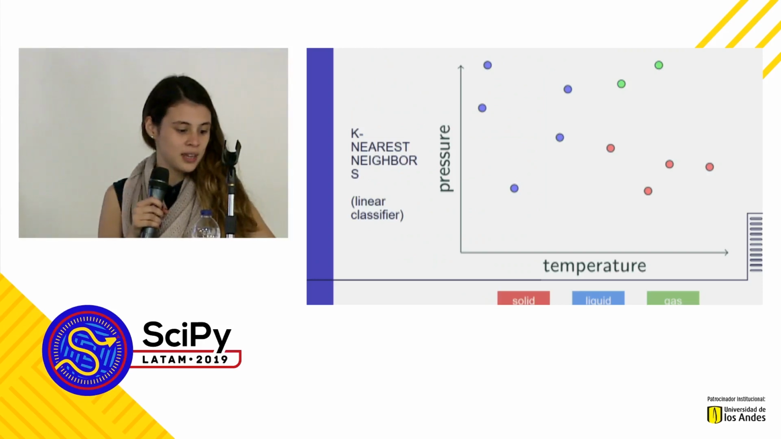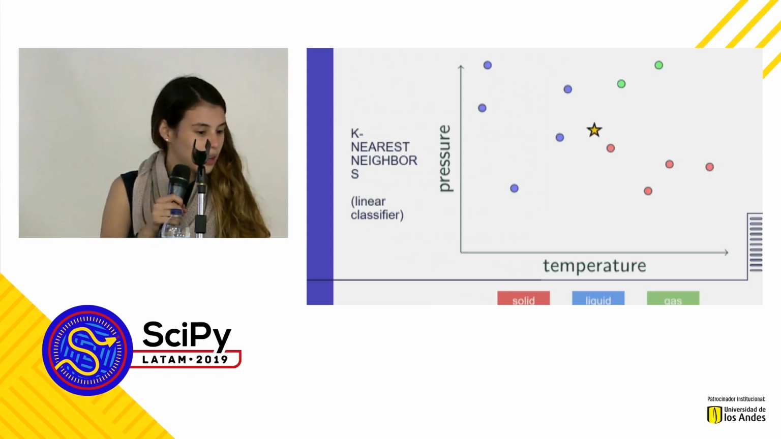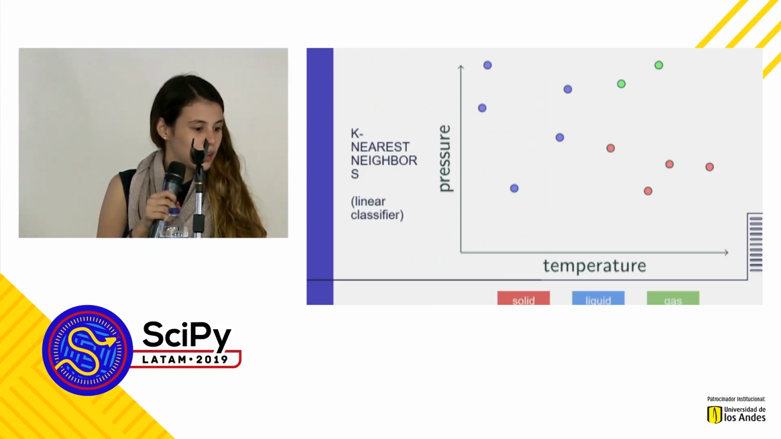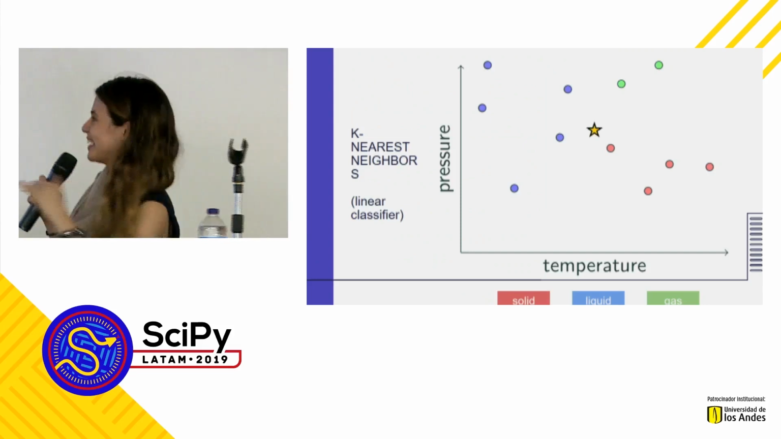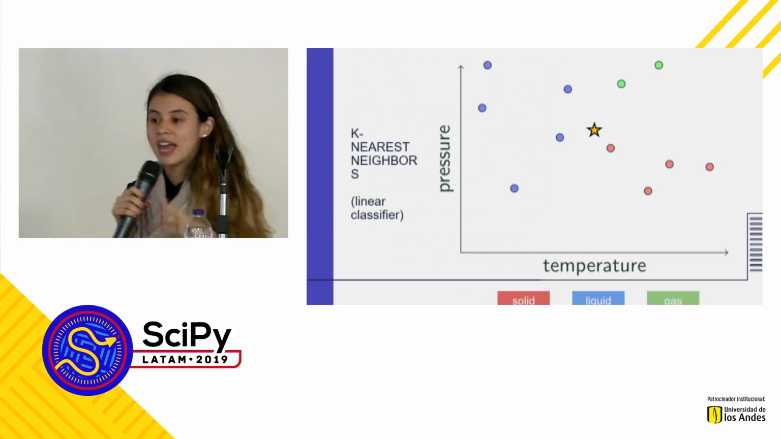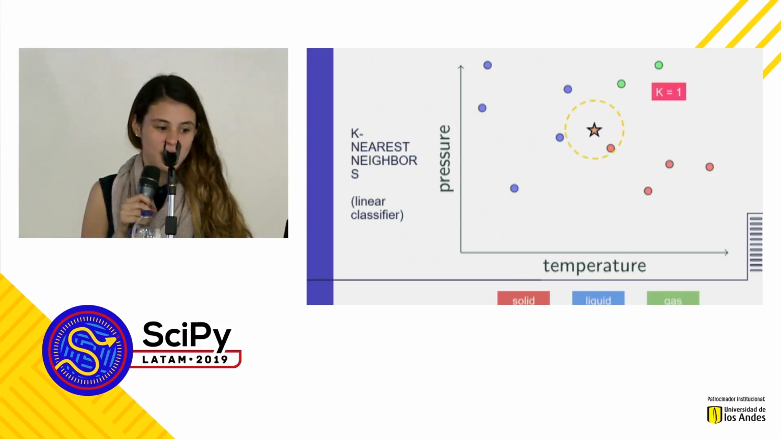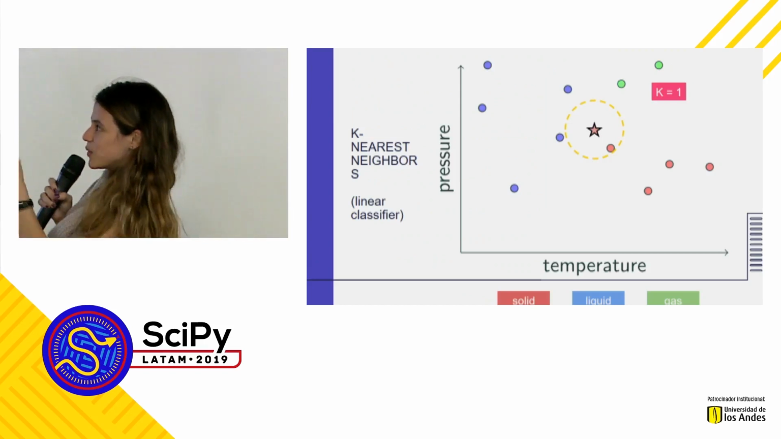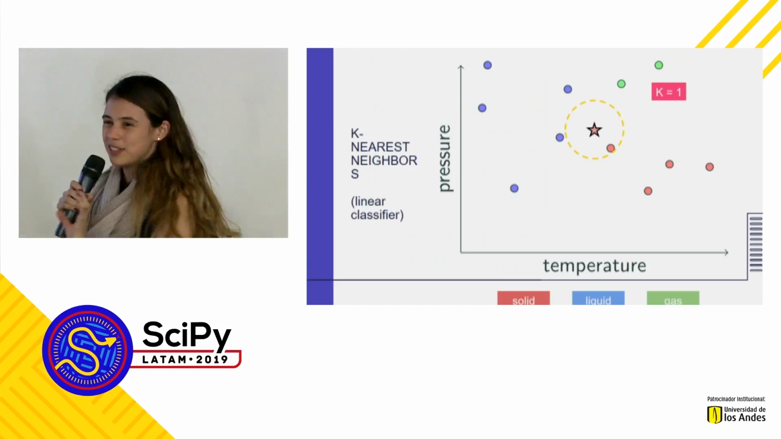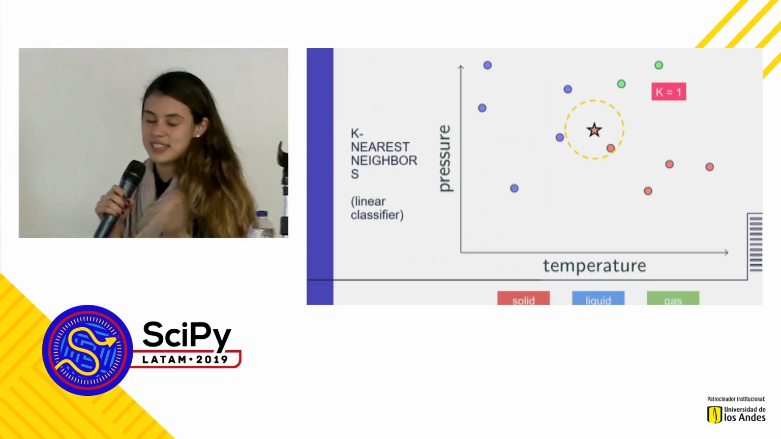And the way it works, it's a linear classifier. It's going to get a new observation, and it's going to check the k nearest neighbors to it. So let's say k equals 1. So it says, okay, the closest thing to myself is this red point, so I may be a solid. And it's going to classify it as that.